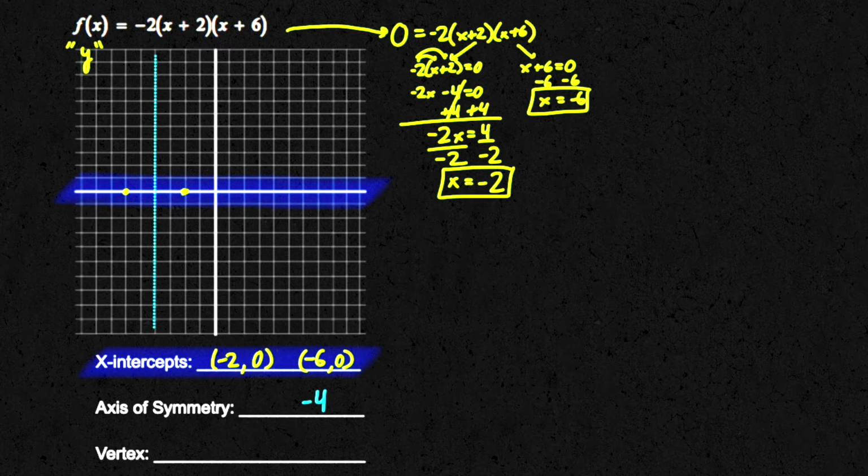Now don't just write negative 4 for axis of symmetry. That's just a number, and the axis of symmetry is a line. We have to represent that as an equation. So it's x equals negative 4. Because remember, vertical lines are x equals some number. And then the last thing is to figure out where the vertex is.